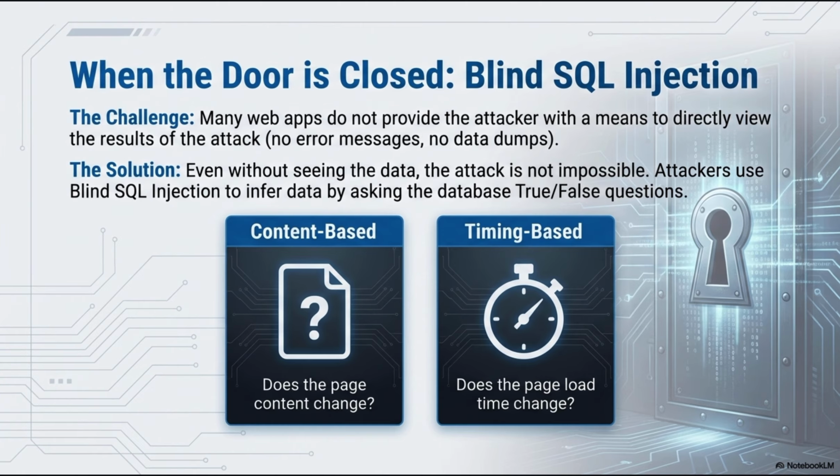Now, what is a blind SQL injection? Well, many web apps do not provide the attacker with a means to directly view the results of an attack. They don't have error messages and they don't have data dumps. So the solution is, even without seeing the data, you can still do this attack. Attackers would use blind SQL injection to infer data by asking the database true and false questions. These can be two types, content-based or timing-based. So they could put in something that would change the page's content, or they could put in a delay to change how fast the page loads.